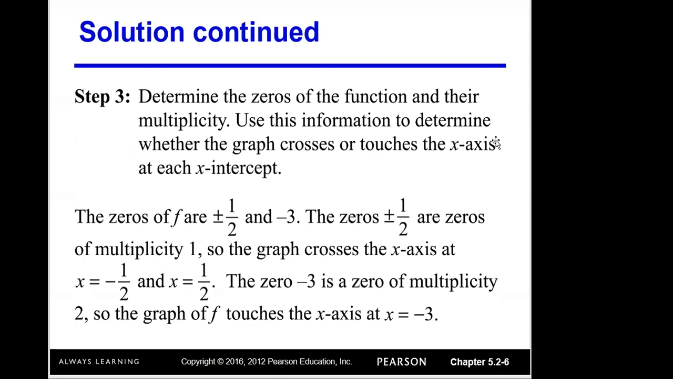The zeros of plus or minus 1/2 have multiplicity of 1. And then the zero of negative 3 has a multiplicity of 2. So the graph of f touches the x-axis at negative 3. If you have an even power, if it's a multiplicity of 2 or 4 or 6 or 8, it will touch the x-axis. If it has an odd power, like 1 or 3 or 5 or 7, it will cross the x-axis at those points.